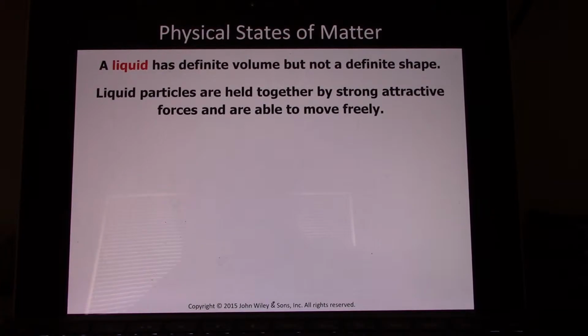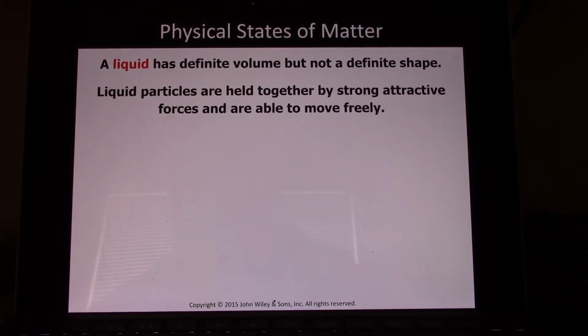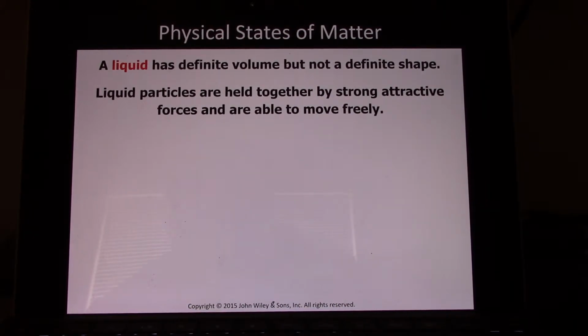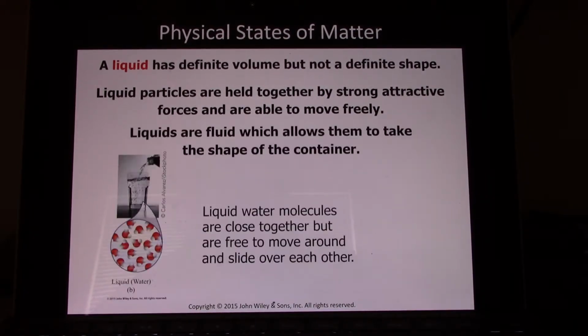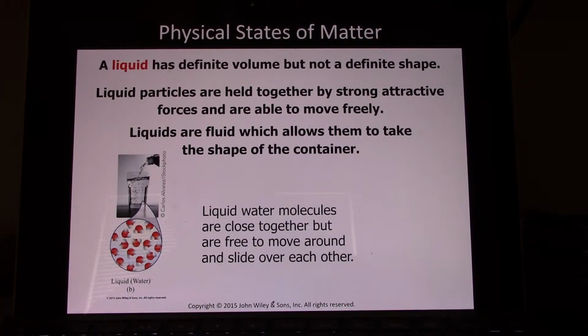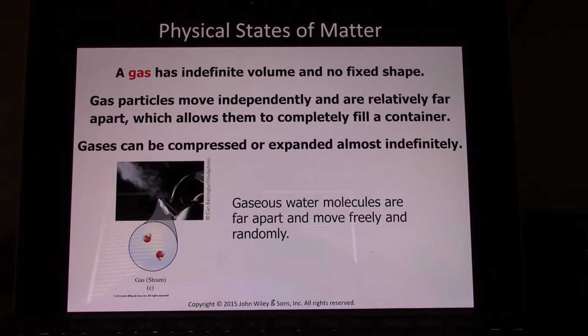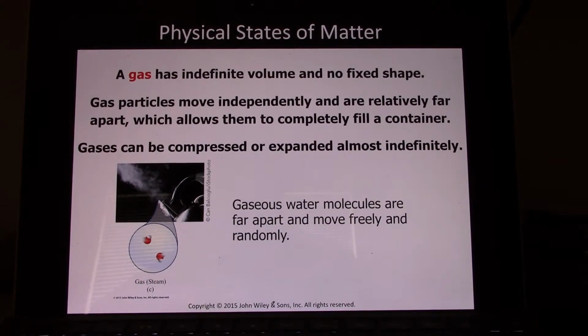Liquids have a definite volume but no definite shape. Now, some of the intermolecular forces have been broken, and while the atoms are all stuck together, they are free to flow by each other. And so we have a liquid, like liquid water. And then we have a gas, no definite volume, no definite shape. It'll always expand and completely fill its container. Gases can be compressed easily and expanded easily. Solids and liquids cannot. It is very, very difficult to compress a solid or a liquid, but it's very easy to compress a gas.